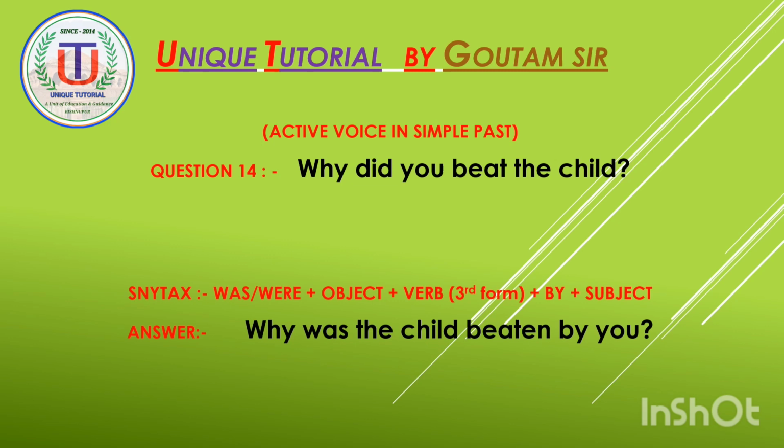Question number 14. Why did you beat the child? The sentence is in active voice in simple past tense. The syntax will be in passive voice. First will come was or were, as it is in interrogative form, then object, then verb third form, then by, then subject. According to the structure, there will be no change in why. After placing why, we have to place was, then the object, the child, verb in third form, that is beaten, then by, then you. The final answer will be: Why was the child beaten by you?